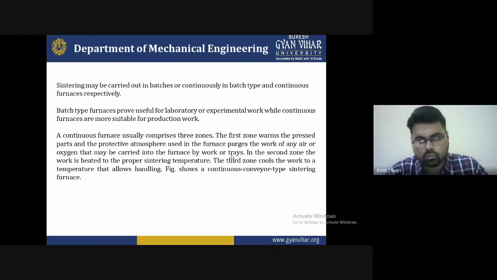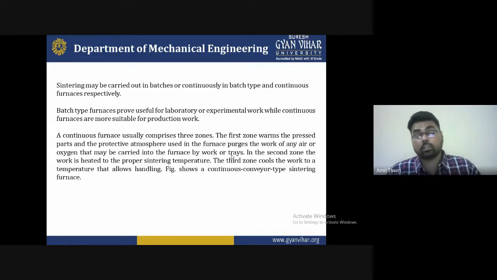The first zone warms the pressed part, and the protective atmosphere is used in the furnace to purge any air and oxygen that may be carried into the furnace by the work. In the second zone, the work is heated to the proper sintering temperature, and in the third zone the work is cooled to a temperature that allows handling. So this is shown as a continuous conveyor type sintering furnace.